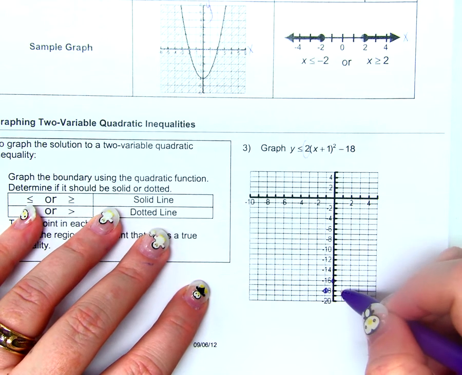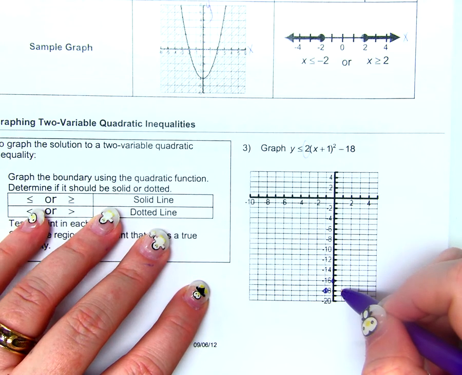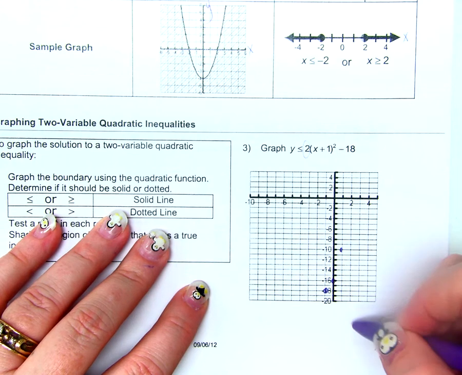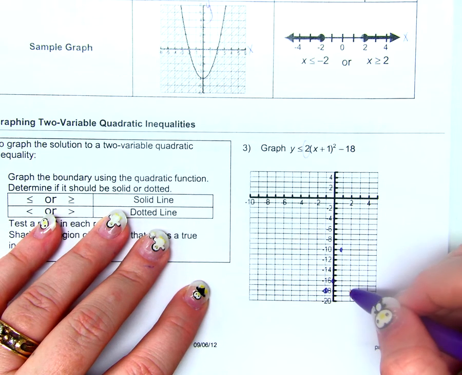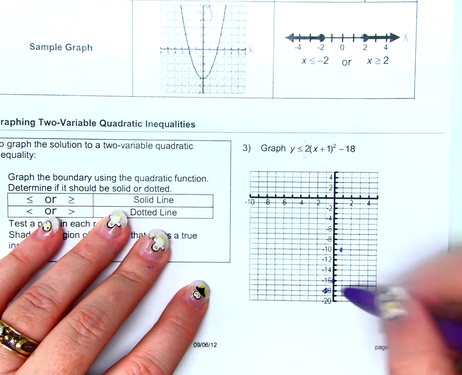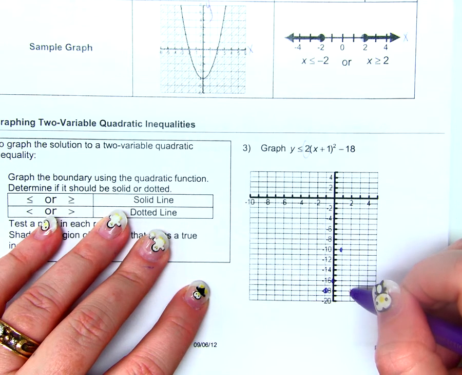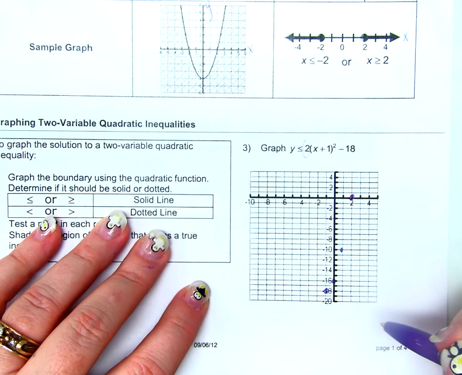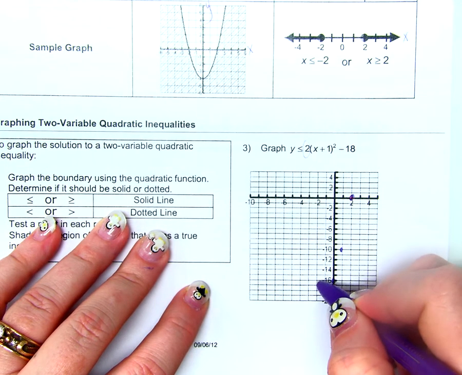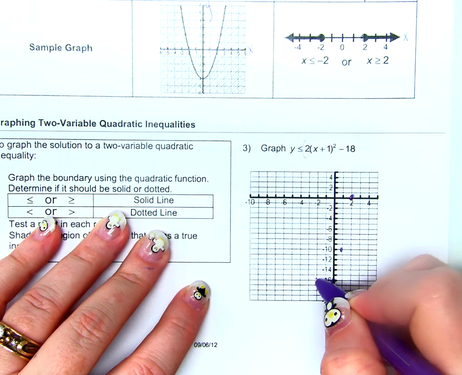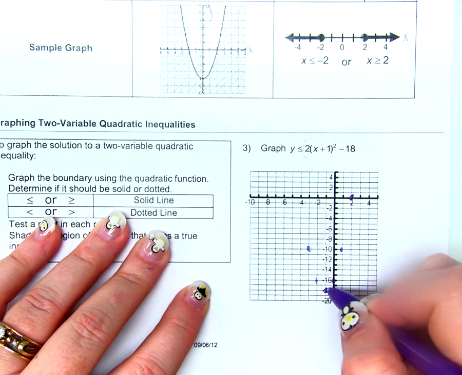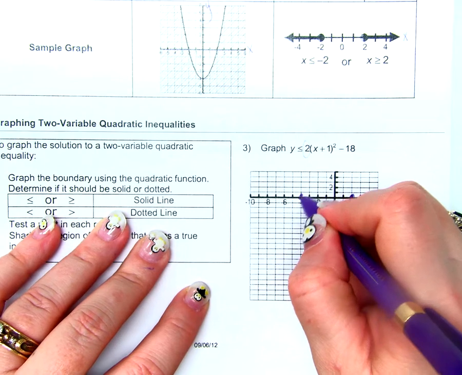Instead of going over 2 and up 4, I'm going to go over 2 and twice what I normally would. So up 8. Instead of going over 3 and up 9, I'm going to go over 3 and up twice 9. So 18. And I know parabolas are symmetric. So over 1 this way and up 2, over 2 this way and up 8, and over 3 this way and up 18.